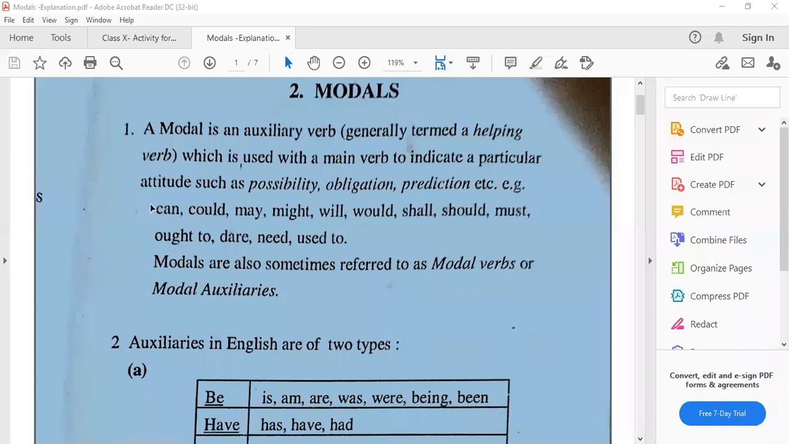And most of the modal verbs which you have already covered in your previous classes also: can, could, may, might, will, would, shall, should, must, ought to, dare, need, used to. So the modals are also sometimes referred to as modal verbs or modal auxiliaries.